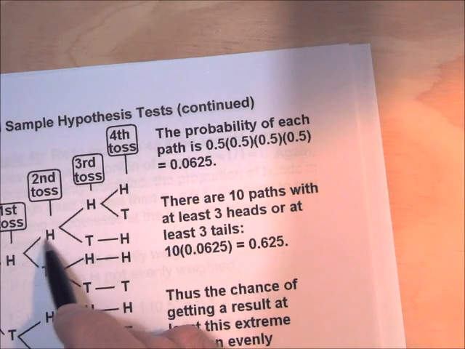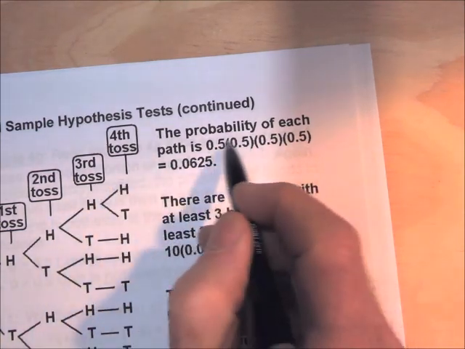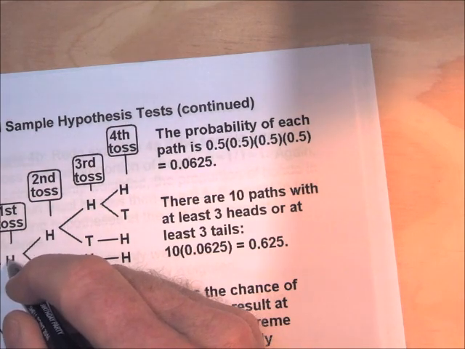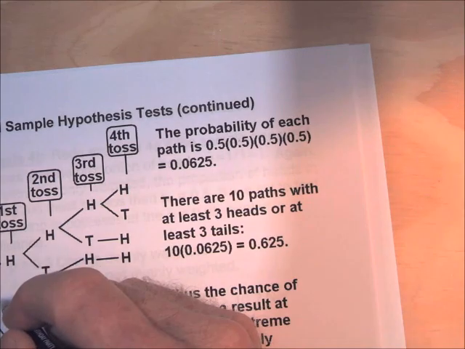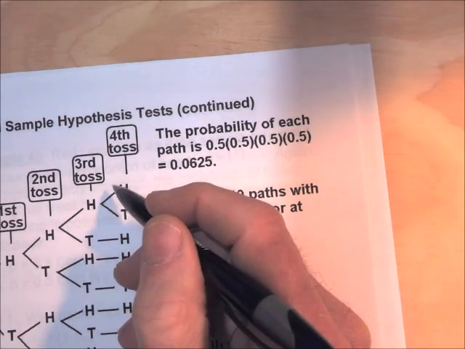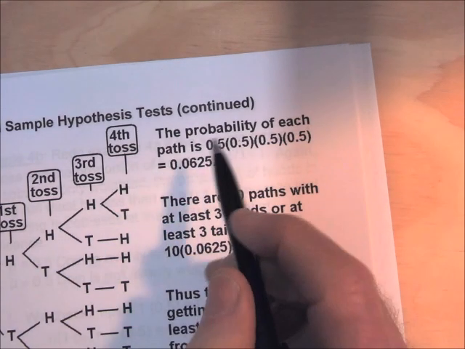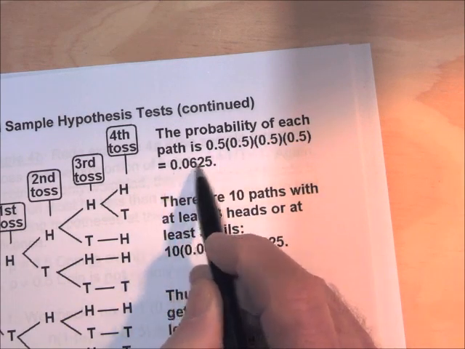We have all 4 heads. And I didn't put the probabilities here because they're all the same. If the coin is evenly weighted, then the probability of a head is 0.5 and the probability of a tail is 0.5. So we set up the tree as if H0 is true. Because the probabilities are all going to be 0.5, I didn't actually write those in. The probability of each path is going to be the same: 0.5 times 0.5 times 0.5 times 0.5, 0.0625.